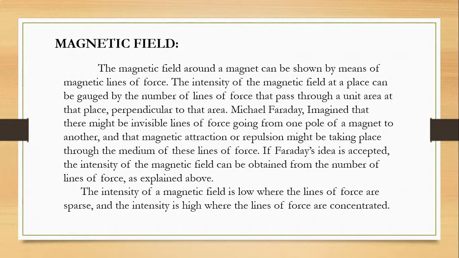If Faraday's idea is accepted, the intensity of the magnetic field can be obtained from the number of lines of force as explained above. This tells what I explained just now: why the iron filings are attracted more towards the poles and less towards the sides. The intensity of a magnetic field is low where the lines of force are sparse, and the intensity is high where the lines of force are concentrated.